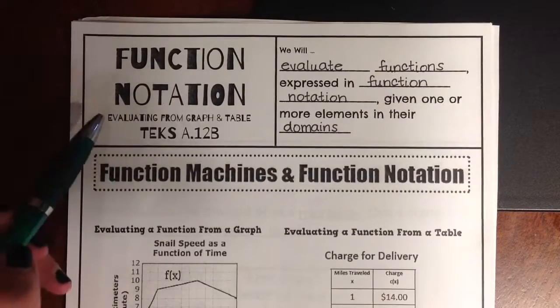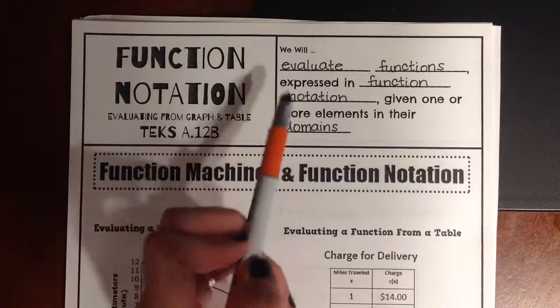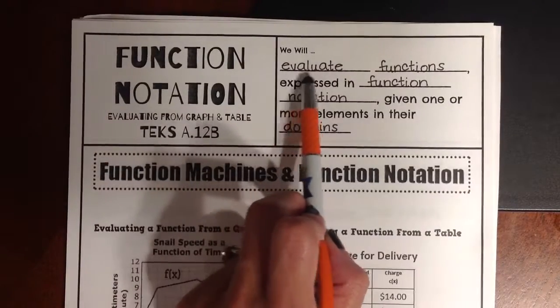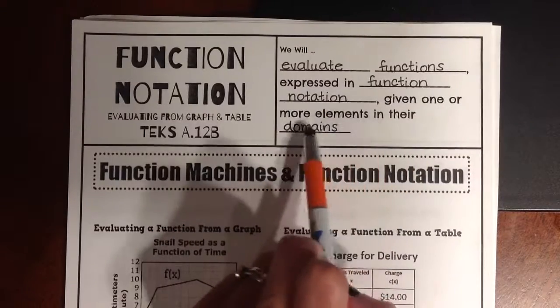Okay, so we're going to talk about function notation, evaluating from a graph and table, and writing its meaning. So first we're going to look at the we will statement. This is the same we will statement as our previous function notation notes. We're still evaluating functions expressed in function notation, giving one or more elements in their domains.